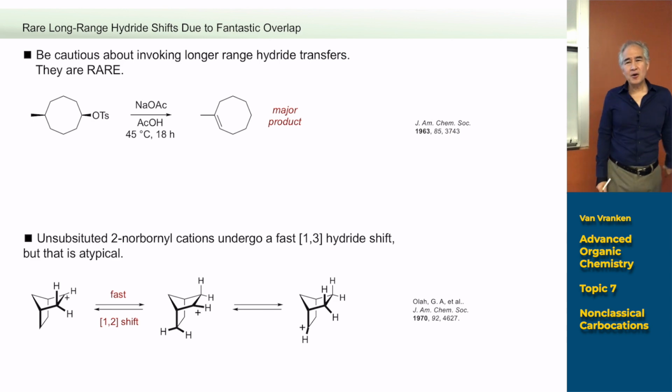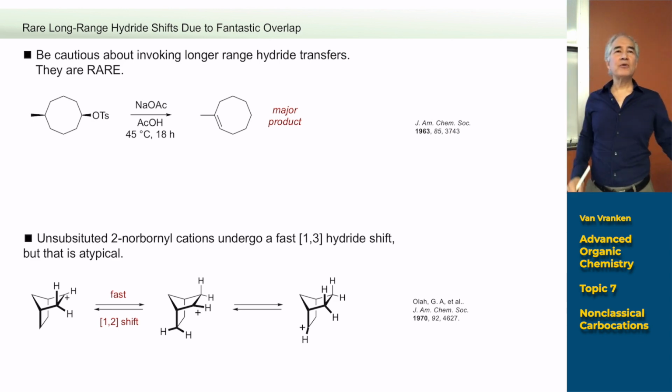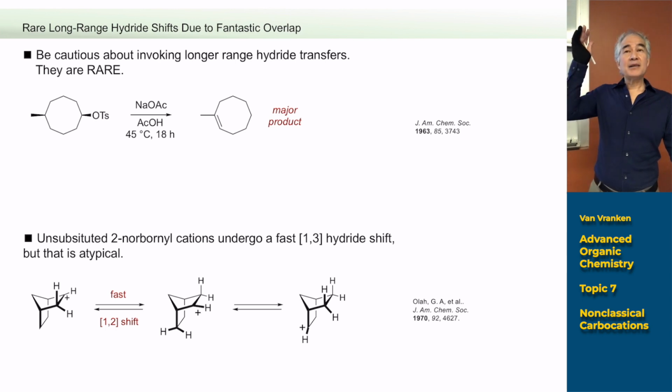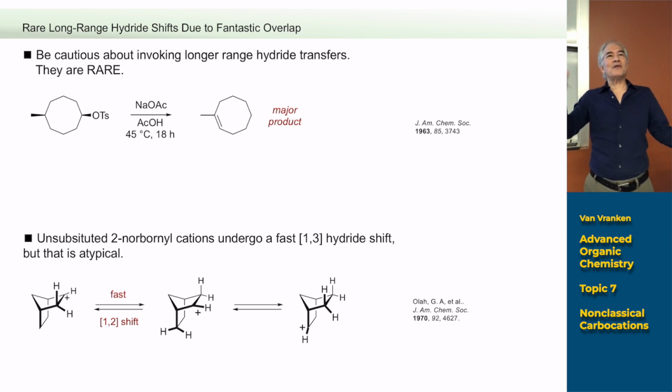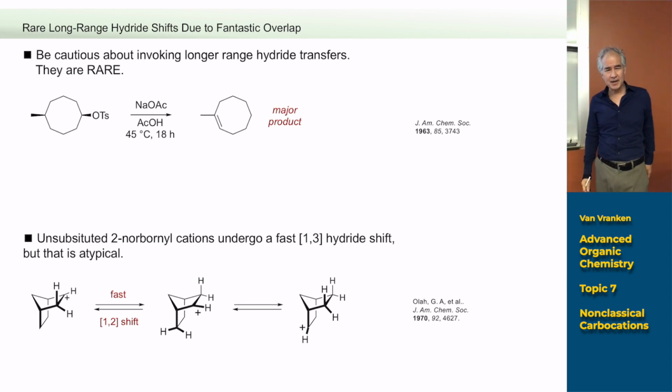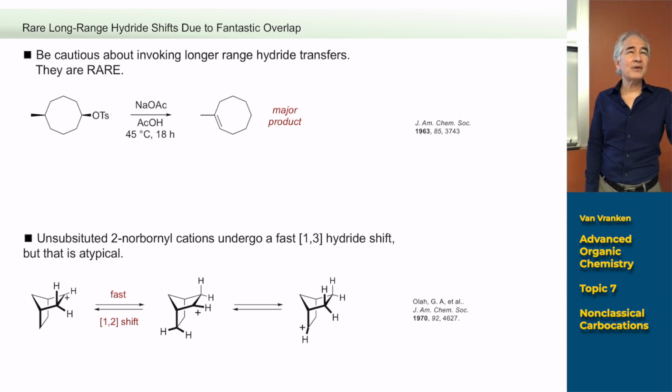Okay, this idea of overlap: that norbornyl ring system has great overlap of a strained bond that has extra p character. With 1-2 shifts, the neighboring bond is right there. It's kind of obvious that there's good overlap. If you're right next door to the carbocation, you're a bond with electron density. It's easy to understand that there would be good overlap. But there are cases in organic chemistry where you can see much longer range hydrido group migrations. Let me show you an example here.